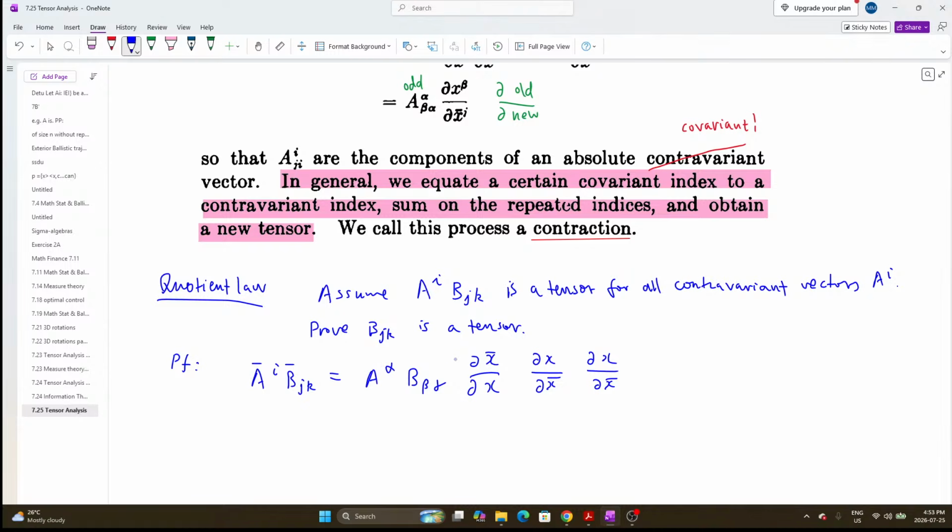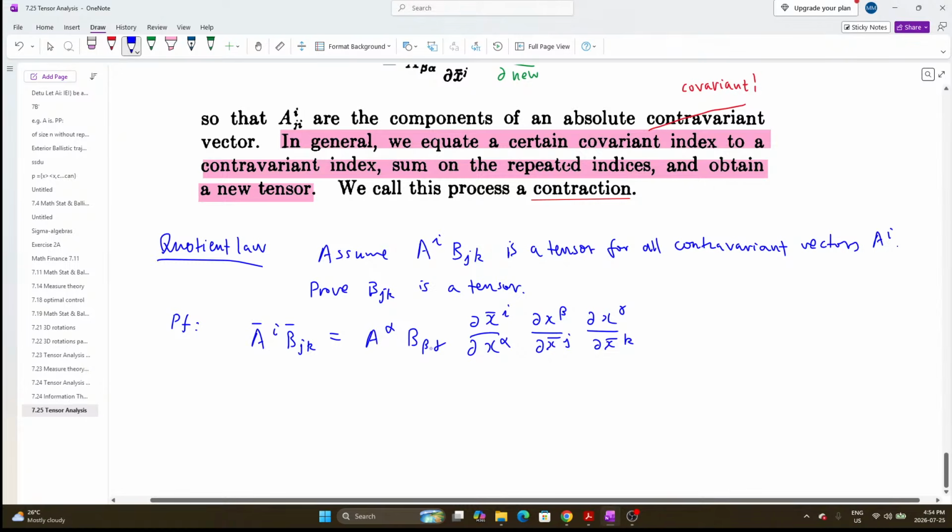So here i should be on top, and alpha is under. And here beta needs to be summed over. J and K need to be downstairs. J is here, K is here, and beta and gamma are on top. All right, so that's the assumption. This is the tensor.